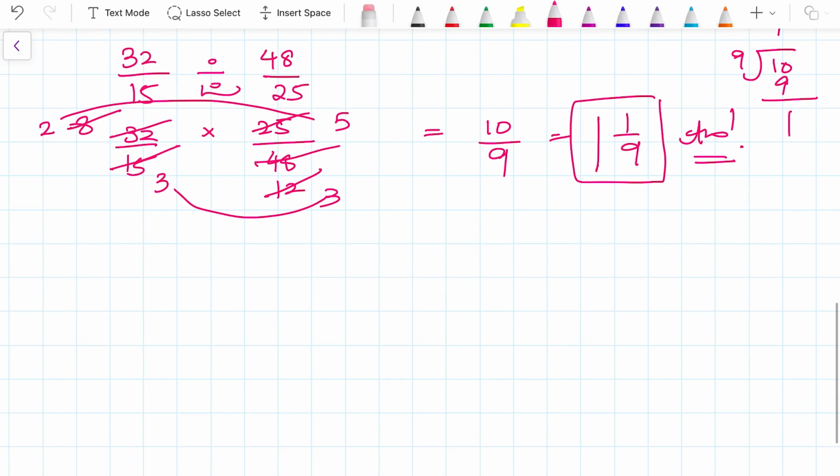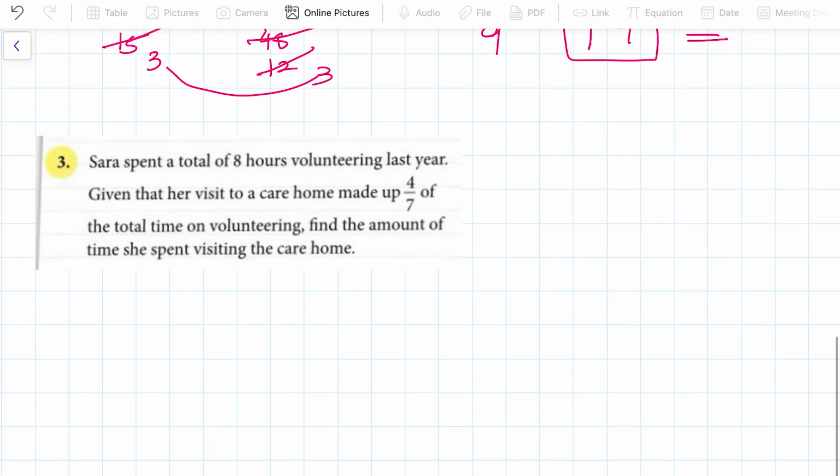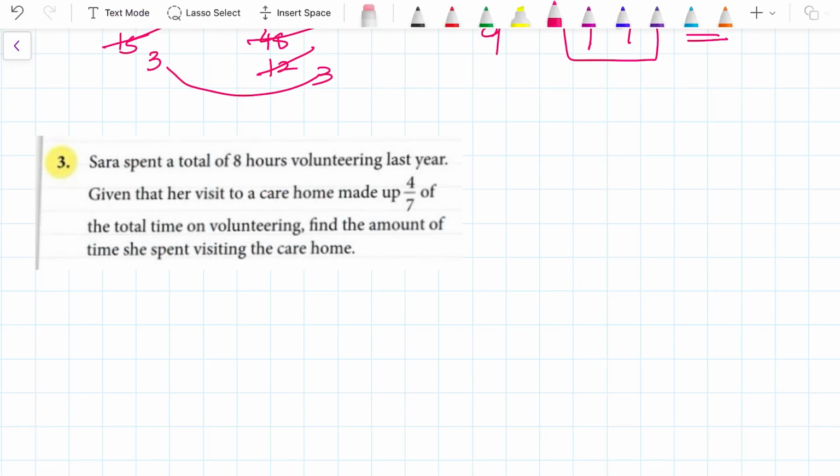Now let's discuss a couple of word problems. Sarah spent, alright, so we are basically following Think Maths 8th edition, and this is exercise 4B of fractions, I believe. I'm not sure about the exercise number, so I might be doing questions in a little different order.